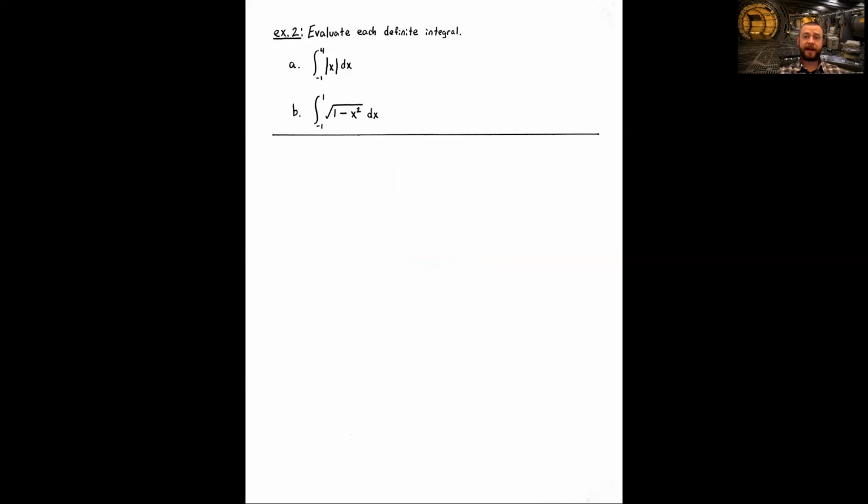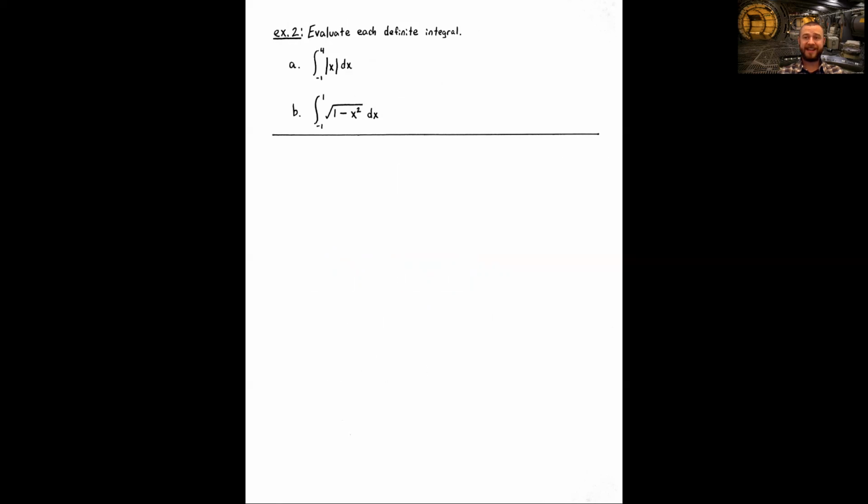All right, now before we get to that, let's take a look at some challenging examples. I think example 1 maybe primed you, got you ready for example 2 here. Example 1, you were given the graph, and it was pretty straightforward. What I'd like you to do here, the question is asking to evaluate each definite integral.